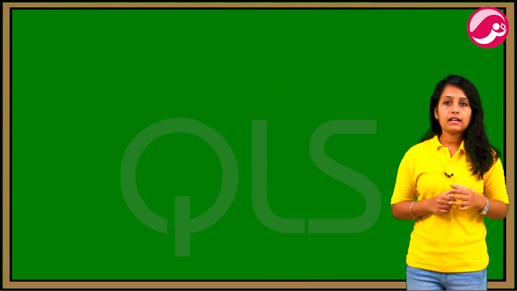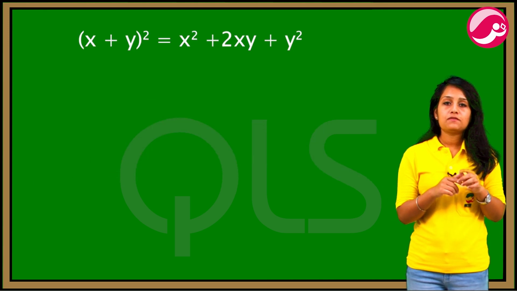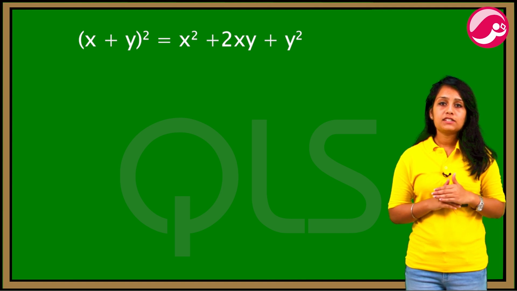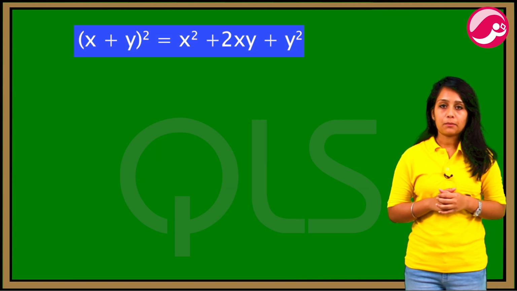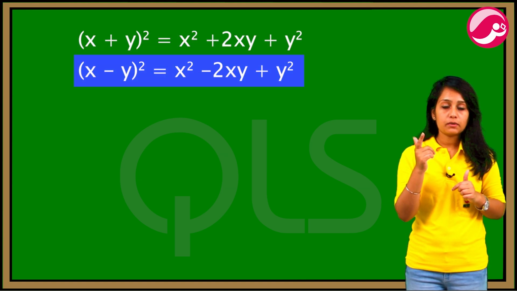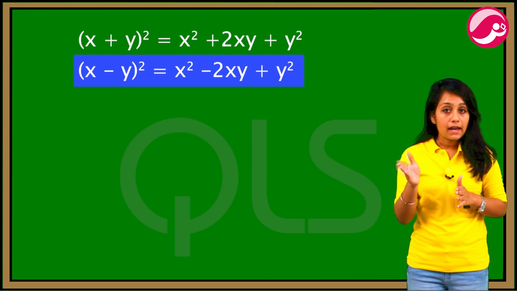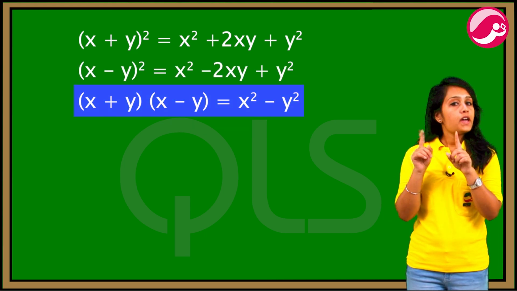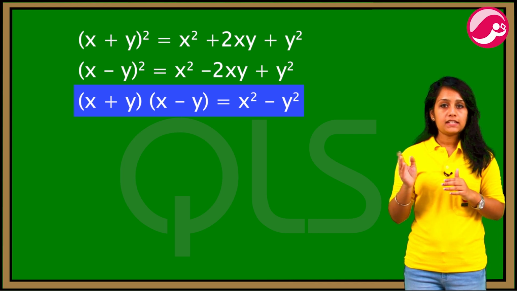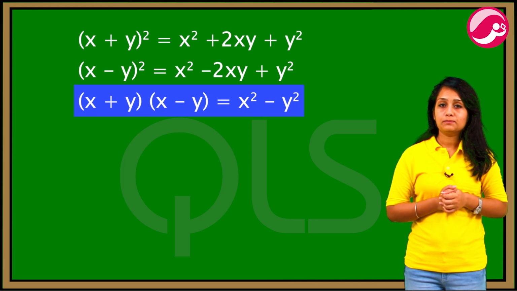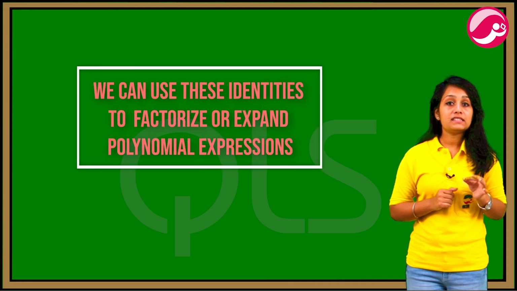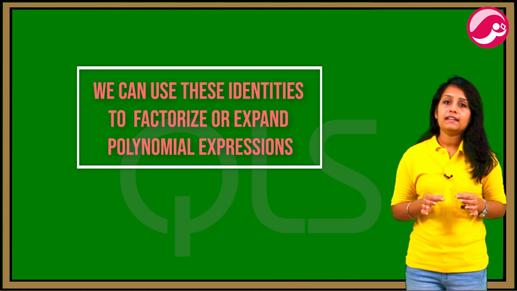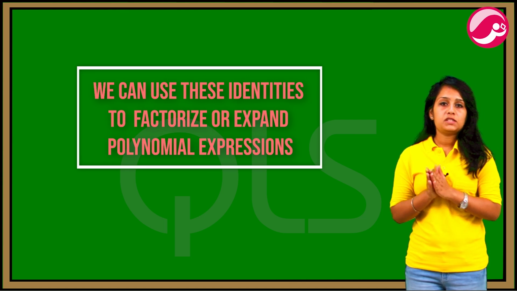Some of the algebraic identities are x plus y whole square equal to x square plus 2xy plus y square, x minus y whole square equal to x square minus 2xy plus y square, x plus y into x minus y equal to x square minus y square, and so on. We can use these identities to factorize or expand polynomial expressions.